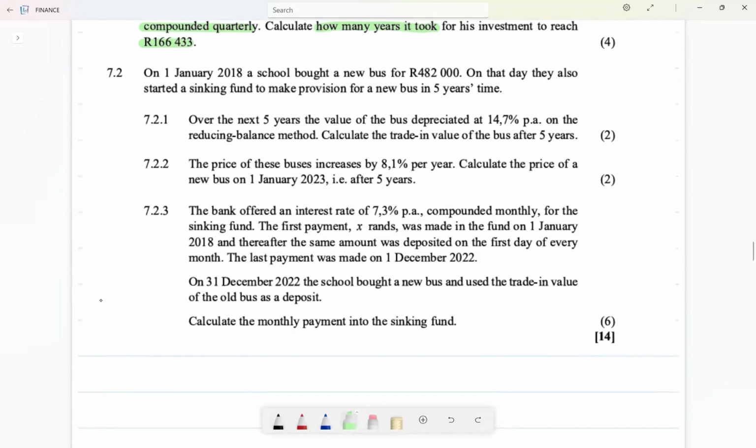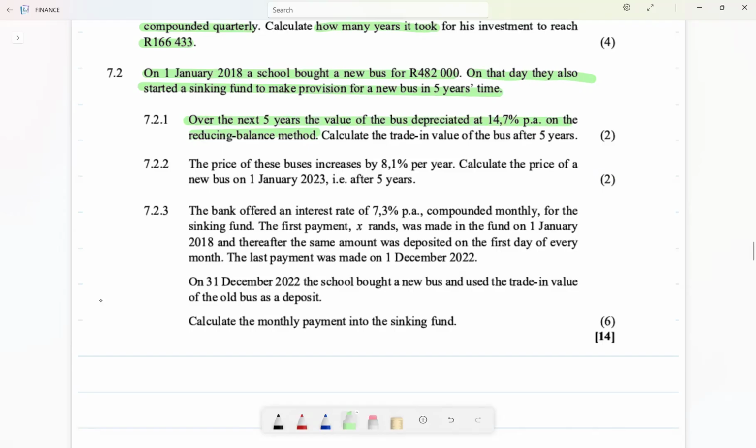7.2 says, on the 1st of January 2018, a school bought a new bus for 482,000. On that day, they also started a sinking fund to make provision for a new bus in 5 years' time. Remember, you open a sinking fund for when you will sell that old bus and want to buy a new one. They tell us that over the next 5 years, the value of the bus depreciates at 14.7% per annum on the reducing balance method.